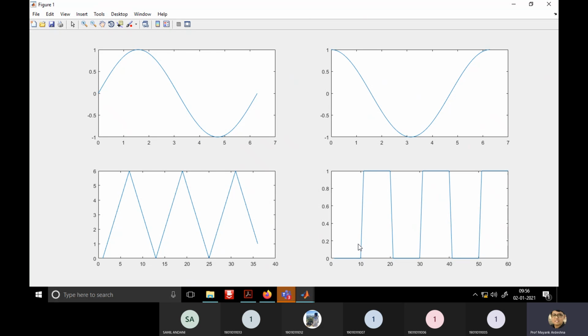Based on this we try to find the duty cycle. Duty cycle is basically your on time divided by the total time. In this case I can change the value. Right now both are almost similar, like 50-50 percentage. 0 to 10 and 10 to 20, on time and off time are similar, but you can also change the duty cycle using the direct command available in MATLAB.